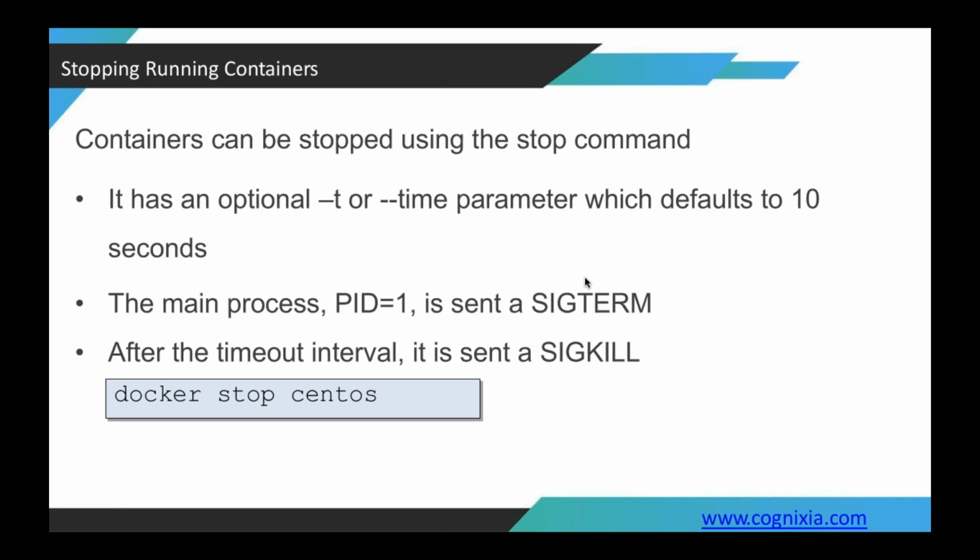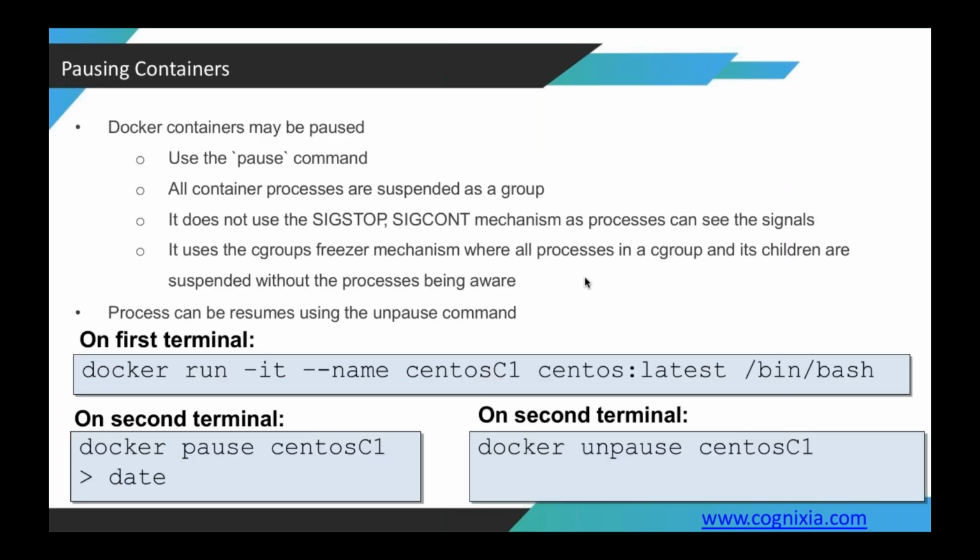Now if you want to stop a container, there are multiple ways to stop a container. The easiest way is to issue the docker stop command. That will stop the container. You can kill the PID1. If you kill the PID1, then also the container is going to stop. That's the main process which is running in the backend. So if that stops, then everything stops.